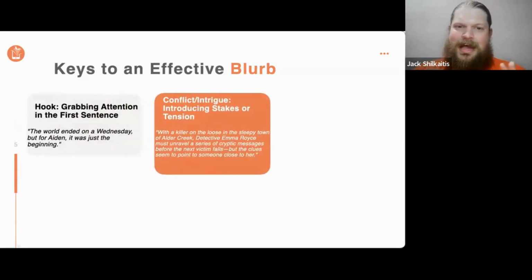Now we get to a conflict. We're introducing the stakes. We're generating tension here, right? So with a killer on the loose, right?